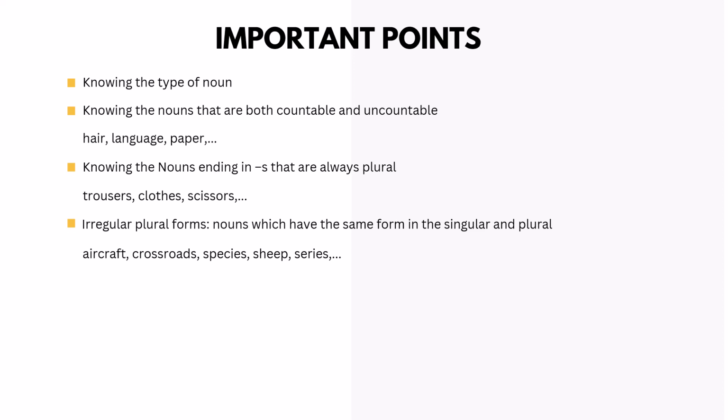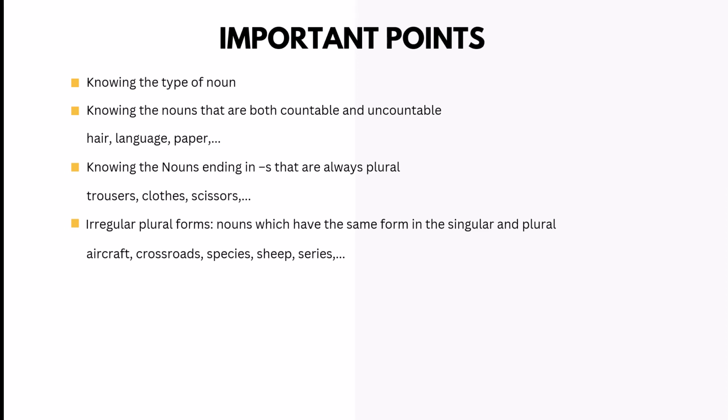The third one is knowing the nouns ending in s that are always plural. As I told you, there are some nouns that are always in plural. Like what? For example, trousers, pants, clothes. These are all nouns that end with s, and they're all plural.